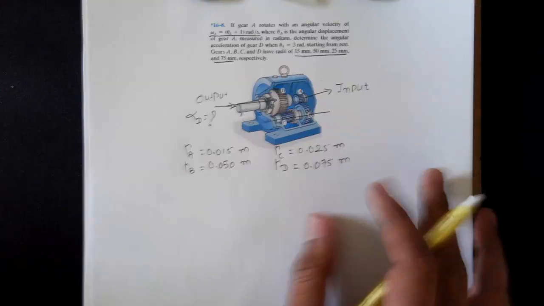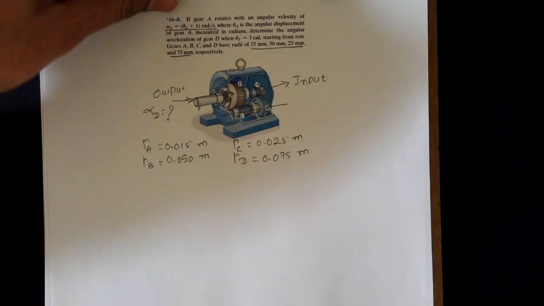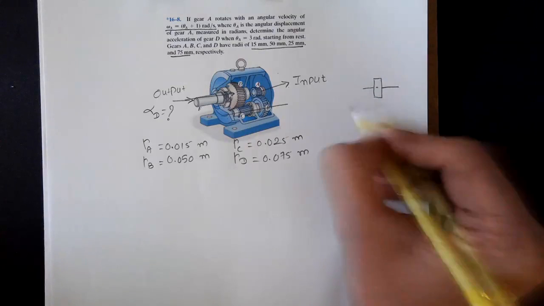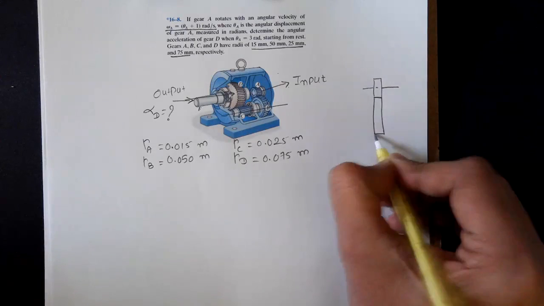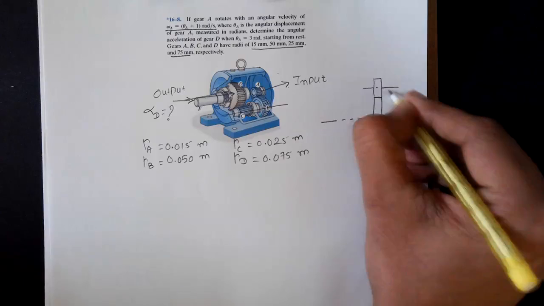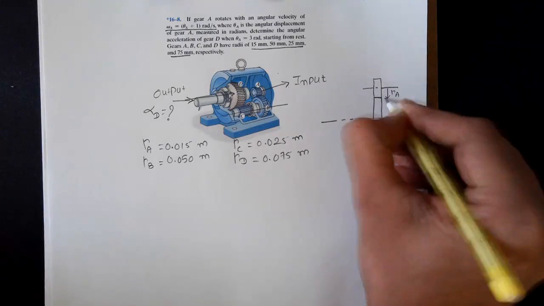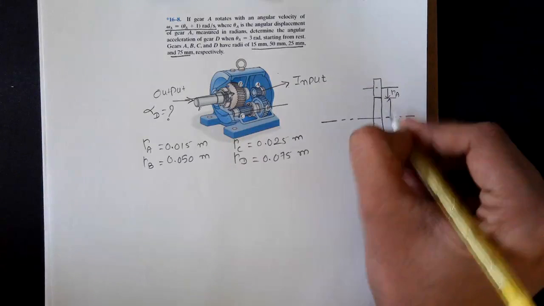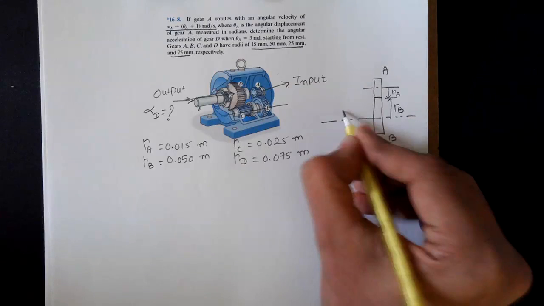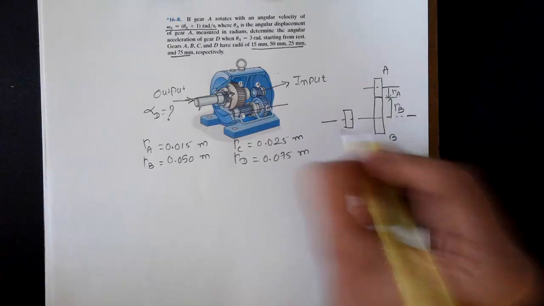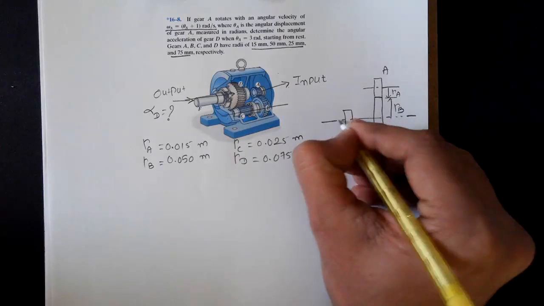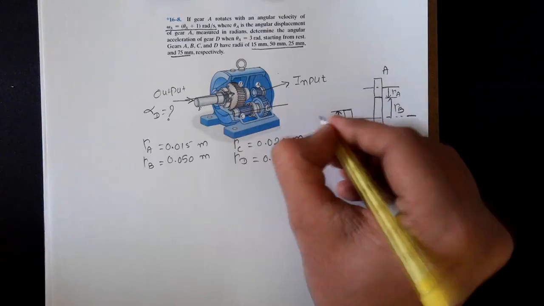Okay, let me draw a simplified diagram for this gearbox. So this is gear A, which is the small gear. This is the shaft of gear A, which is connected with gear B, which is a big gear. And this is the shaft of gear B. From here to here, this distance is the radius of gear A. From here to here, this distance is the radius of gear B. So this is A, this is B. Now C is mounted on the same shaft as that of B. So B and C both have the same angular speed and the same angular acceleration. And this distance is the radius of gear C.